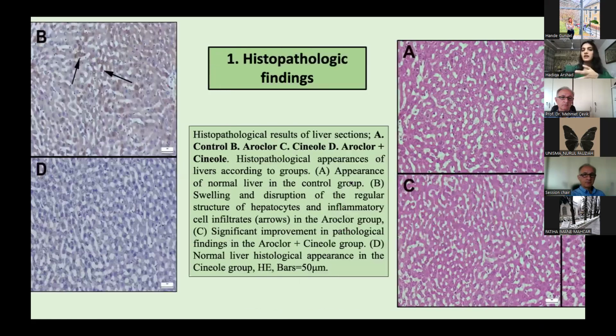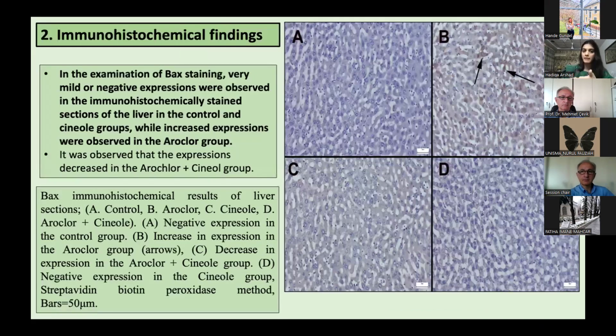The next, the immunohistochemical findings. We use it for BCL2 and BAX. So let's talk about the BAX first. In the examination of the BAX staining, very mild or negative expressions were observed in the immunohistochemically stained sections of the liver in the control and cineol groups, while increased expressions were observed in the aeroclor groups. Whenever there is an increased expression of a particular protein in an immunohistochemical staining, you can see the visible brown staining. So it means that in B, the aeroclor has caused a lot of toxicity, and there was too much BAX, which is an apoptotic protein. While comparing it with D, the cineol has lowered the effect of apoptosis, so the BAX has also been lowered.